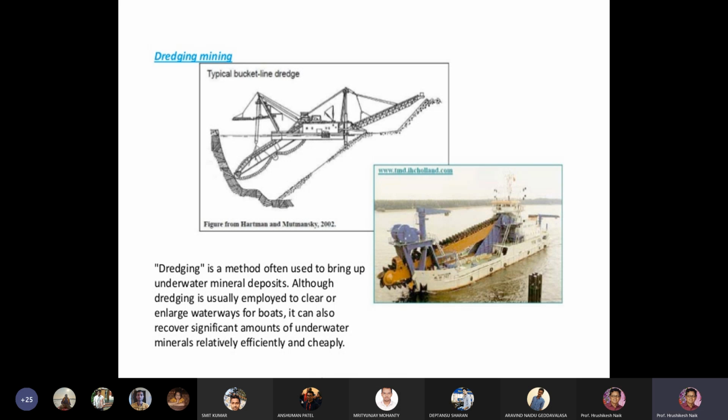So dredging is a method often used to bring up underwater mineral deposits, to extract the underwater mineral deposits. So the dredge machine is used. Although dredging is usually employed to clear or enlarge waterways for boats, it can also recover significant amounts of underwater minerals relatively efficiently and very cheaply. Okay, so this is called dredge mining.